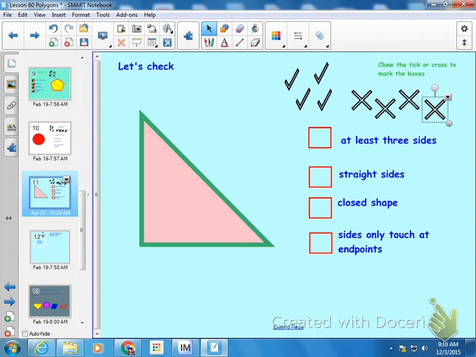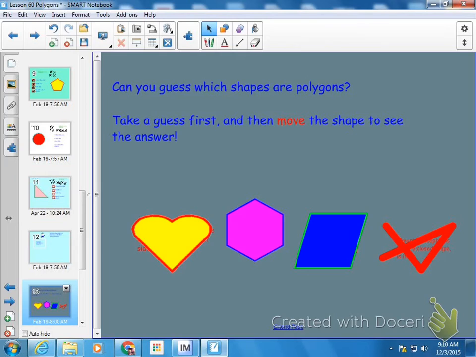Okay, let's look at this triangle. Do we have at least 3 sides? Yes. Are the sides straight? Yes. Is it a closed shape? Yes. Do sides only touch at endpoints? Yes. So if we have all 4 yeses for these 4 questions, then it is a polygon.